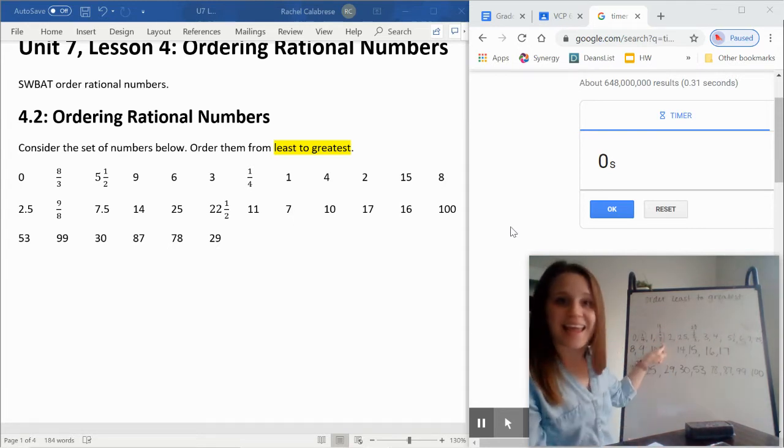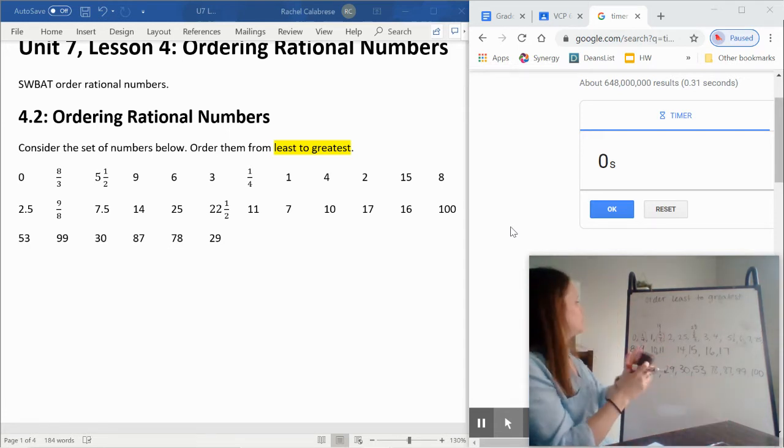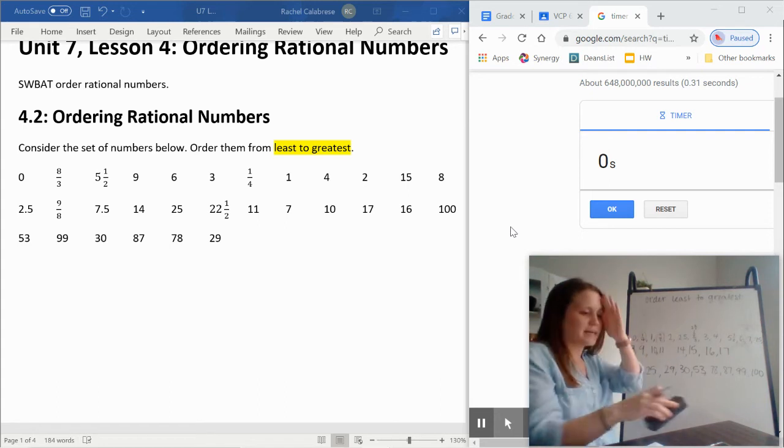Find the number 9/8 in your list. 9/8, this looks too small. I'm going to rewrite it a little bit bigger.